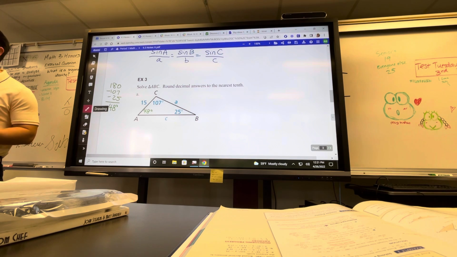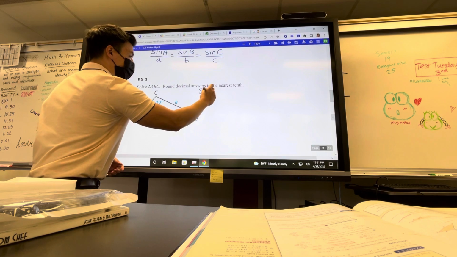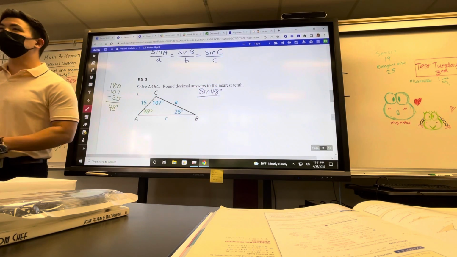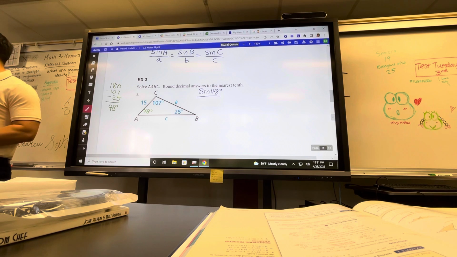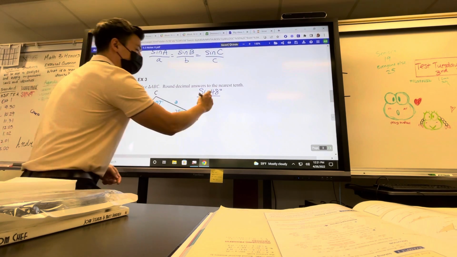So using this information, let's set up our law of sines. We're going to start with angle A. So we're going to have sine of A, or sine of 48 degrees, over little a. Do I know what little a is? No, it's just a variable, so we're going to keep it as a variable.